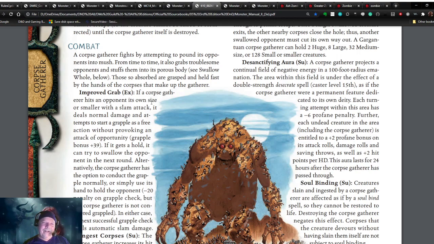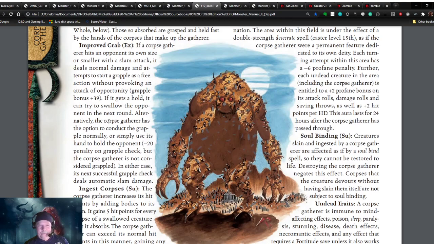If a corpse gatherer hits an opponent its own size or smaller with a slam attack, it deals normal damage and attempts to start a grapple as a free action without provoking an attack of opportunity. Its grapple bonus is plus 39. If that thing gets a hold of you, good luck getting away from it. If it gets a hold, it can try to swallow the opponent in the next round. Alternately, the corpse gatherer has the option to conduct the grapple normally or simply use its hand to hold the opponent. Minus 20 penalty on grapple check.